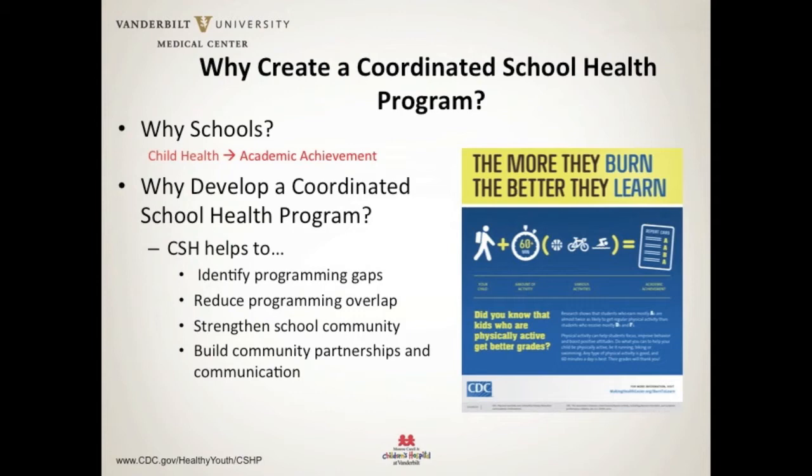Coordinated school health is there to bridge the gap of student health. It's there to provide a unified voice for the schools to make sure that the right messages are being delivered on a consistent basis. From the school's perspective, coordinated school health identifies program gaps where they can strengthen their weaknesses. It helps reduce program overlap, making sure that programming is delivered in the most efficient manner possible, and that every type of programming is deliverable. It also strengthens the school community by getting parents and the rest of the community involved in the school, and builds community partnerships and communication.